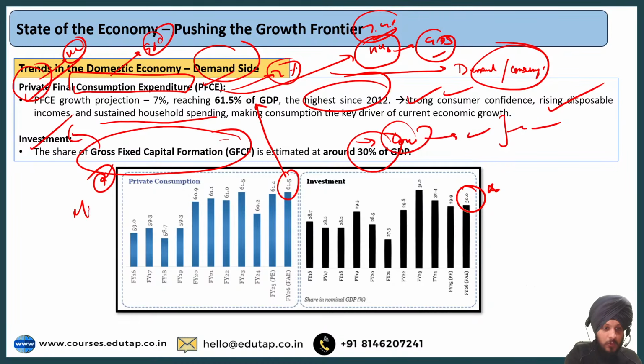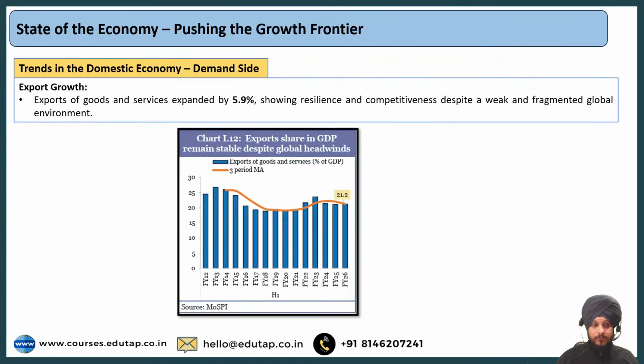In order to build roads, in order to build bridges by the government, this is also going to generate employment, and job creation is going to happen as a part of it. It is estimated to be around 30% of the GDP. So this is another push factor when it comes to the high projection of our economic growth, which is the real GDP. So these are the first two factors.